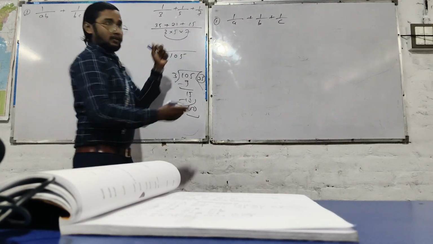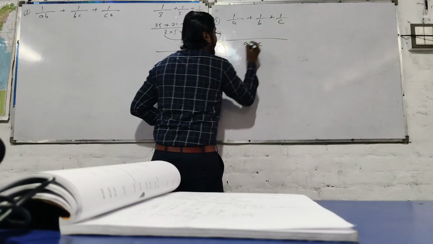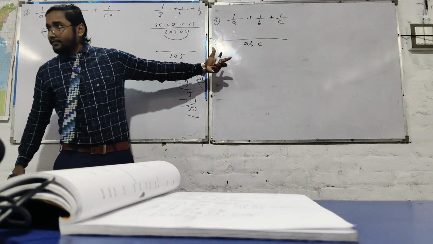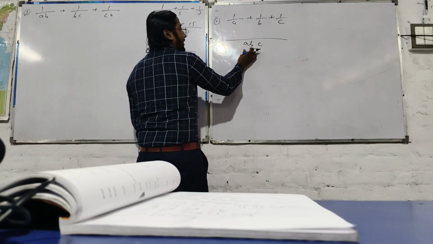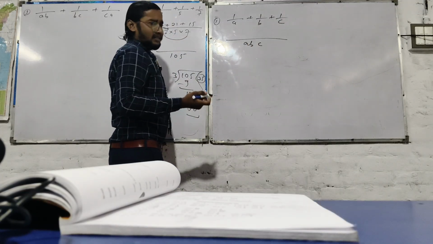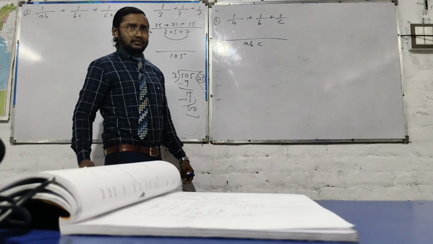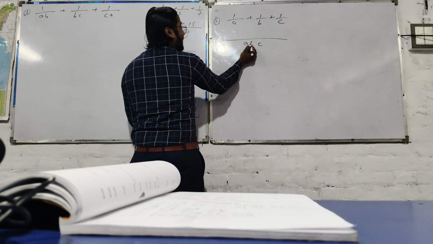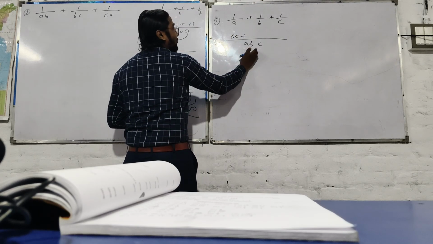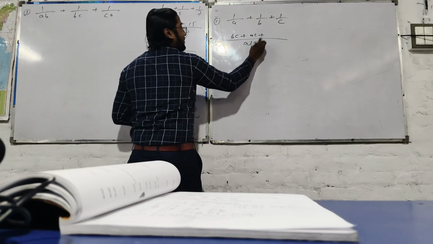So I can write A, B, C. Can I do this, A, B, C? Tell me now, why do we write A, B, C? Because like A, B, C. So ABC divided by A, what will you get? BC. ABC divided by B, what will you get? AC. And divided by C, what will you get? AB.